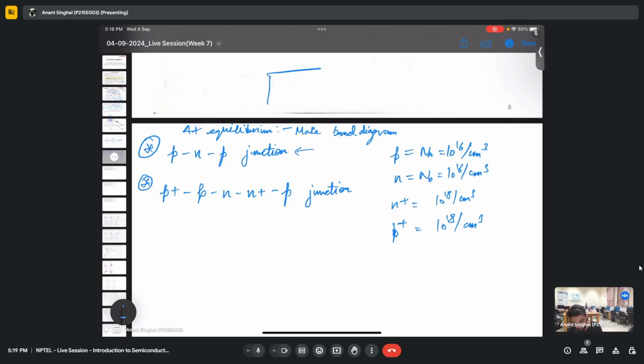So PNP, by PNP I mean something like this. This is P doped, this is N, and this is, sorry, this is P. So let's wait for 2-3 minutes, and then I'll also solve it.